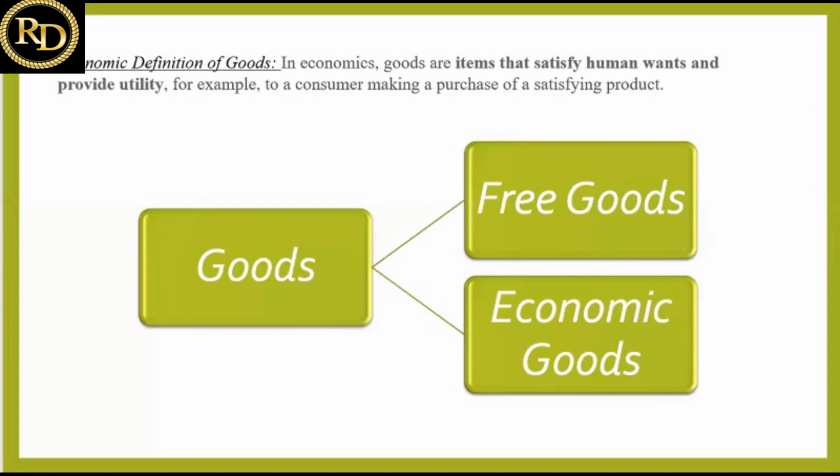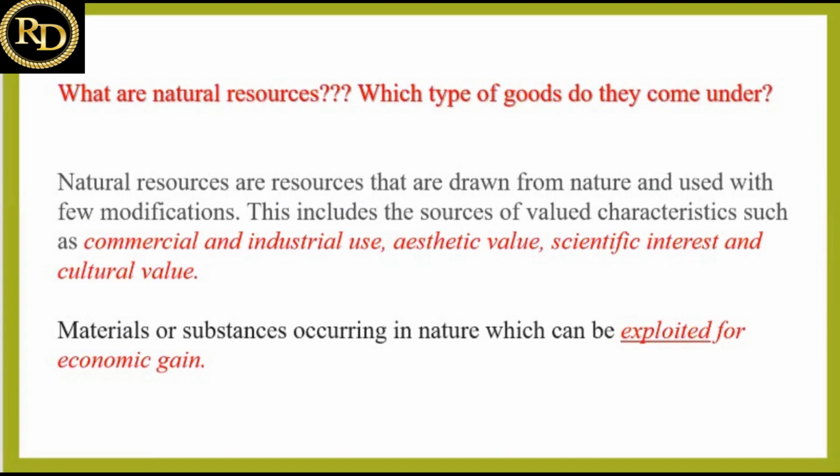Now we will be classifying economic goods, and we will be learning what kind of goods are natural resources. Every one of us knows what natural resources are. They are the resources that are drawn from nature, and we use them especially for commercial and industrial purposes, and also for aesthetic value. Now, why I have highlighted the aesthetic value, scientific interest, and cultural value in red is because many times we go and worship a tree, or we have a festival called Nuakhai in Odisha, where we worship the first crop of rice. We just take it as something related to our spirituality, our culture, and out of the perspective of economics.